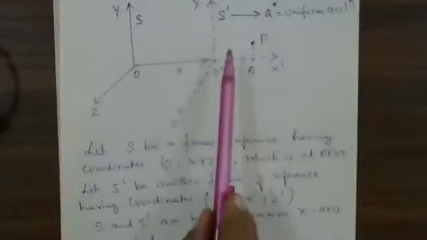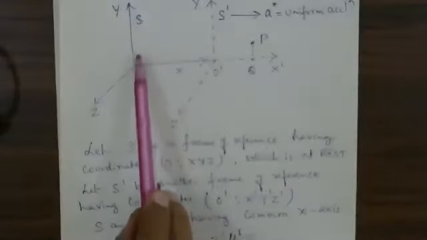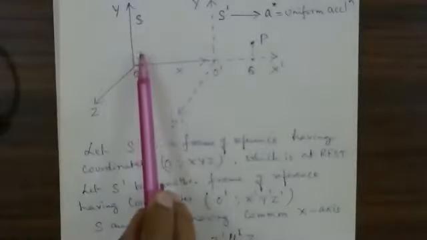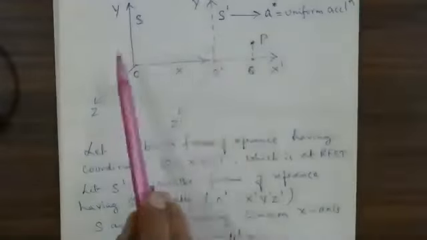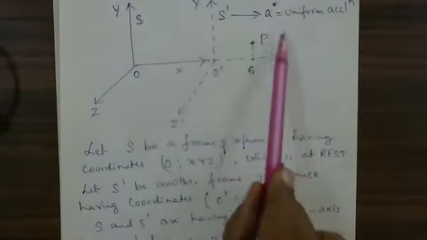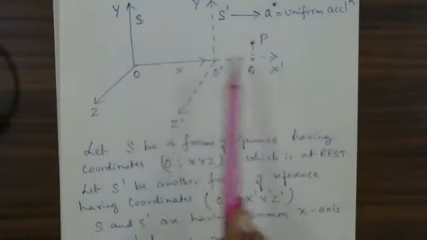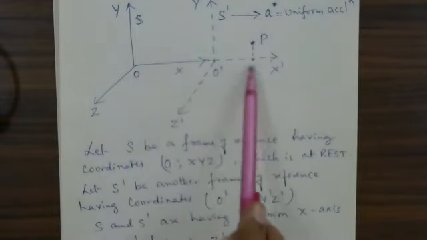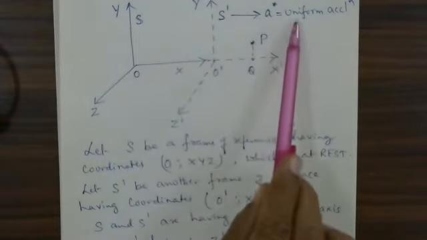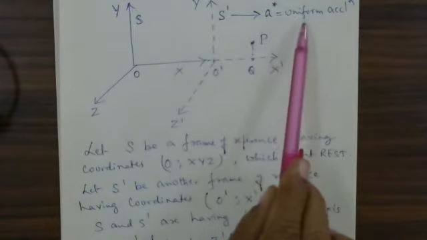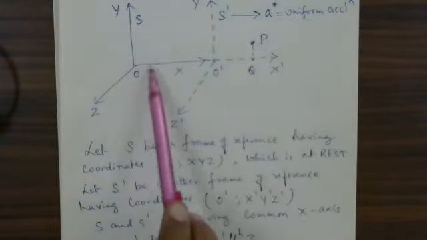So I have chosen 2 frames of references here, S and S dash. S is a frame of reference which is at rest. S dash is a frame of reference which is moving with a uniform acceleration equal to A star along the common x-axis. A star is the uniform acceleration with which it starts to move here.